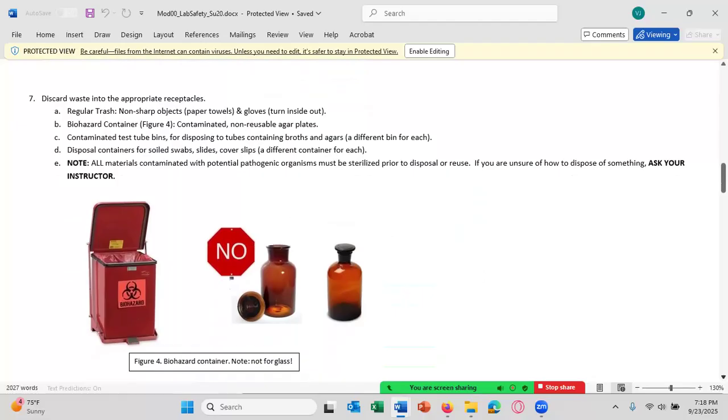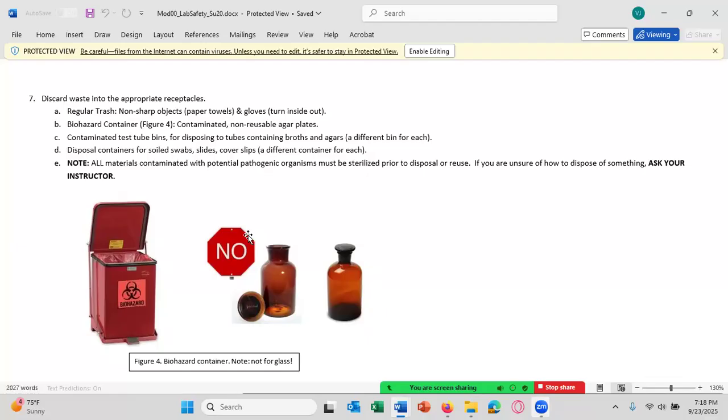Discarded waste goes into microbial receptacles. Regular trash includes non-sharp objects, no glass, non-contaminated objects, non-contaminated gloves, meaning gloves that you haven't gotten bacteria on, can go in the trash can. On the other hand, if you spill bacteria or you touch bacteria with the gloves, they should be put in the autoclave bag, which is the biohazard trash.